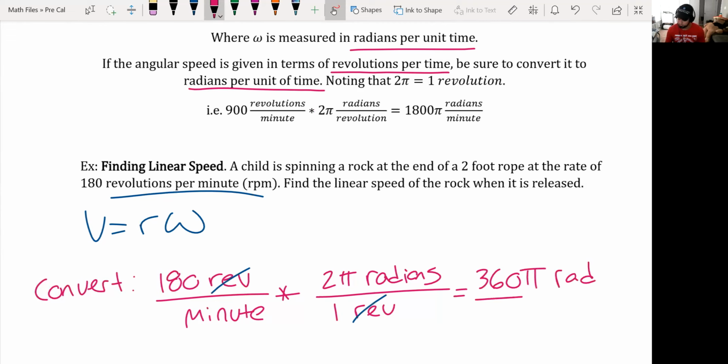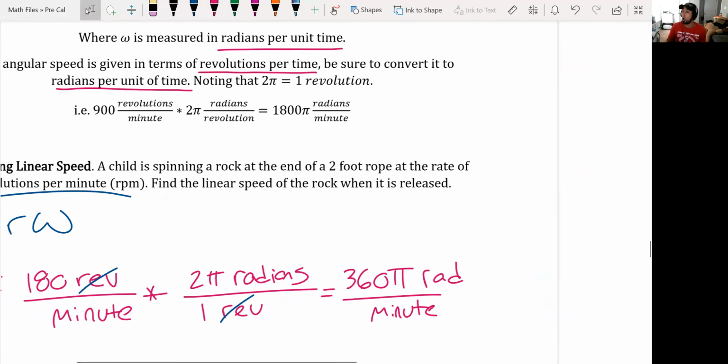radians per minute. 360 pi radians per minute. Now we have our omega.